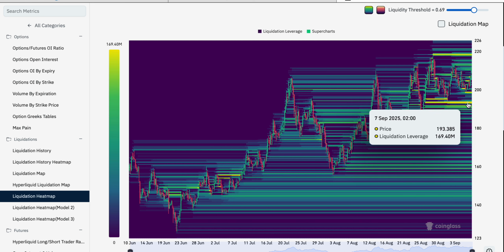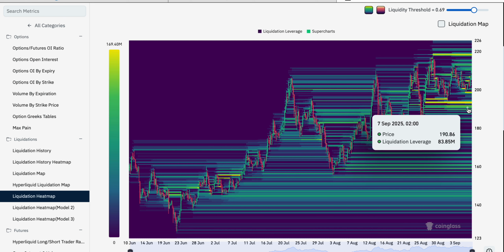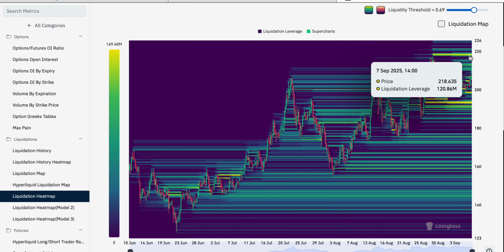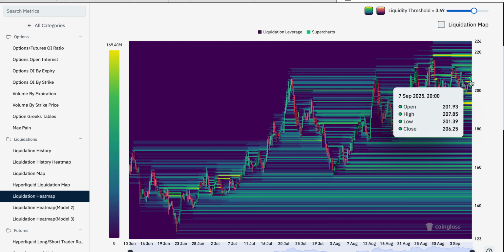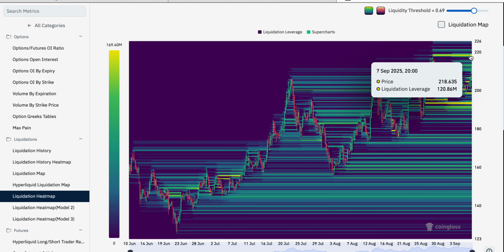So the thing is, Solana has huge liquidity here at approximately the $190 level, okay? You can see a lot of liquidity, which supports my thesis that we see this rising wedge, ABC correction, and then dump.